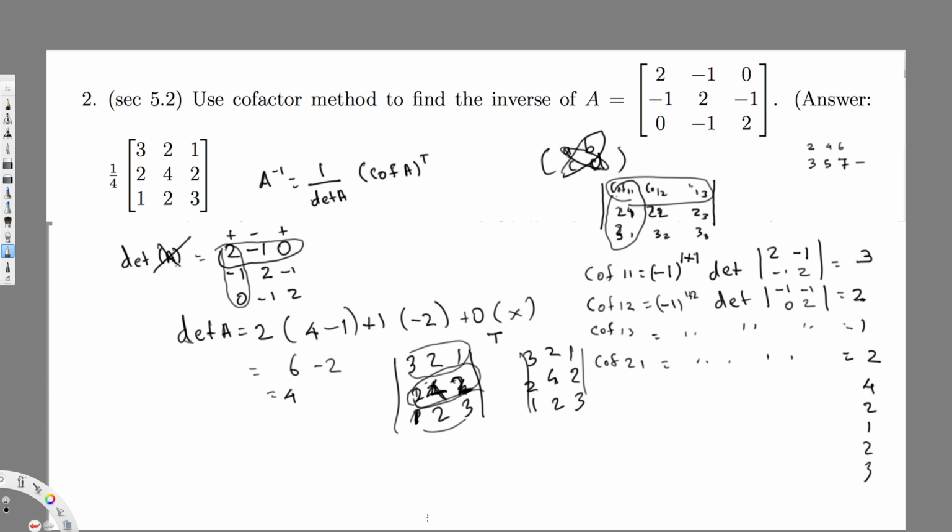That's the final step. Our final answer is going to be A inverse, which is the question. So I have to put 1 over determinant A. 1 over determinant is 1 over 4. And then I have to write this whole matrix: 3, 2, 1, 2, 4, 2, 1, 2, 3. This is my final answer.